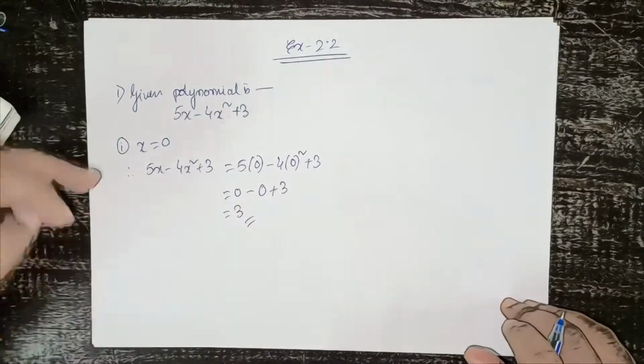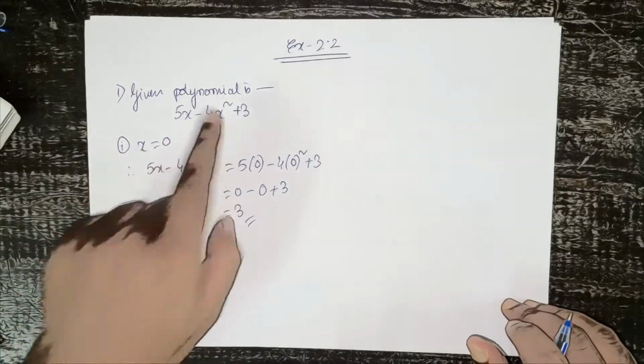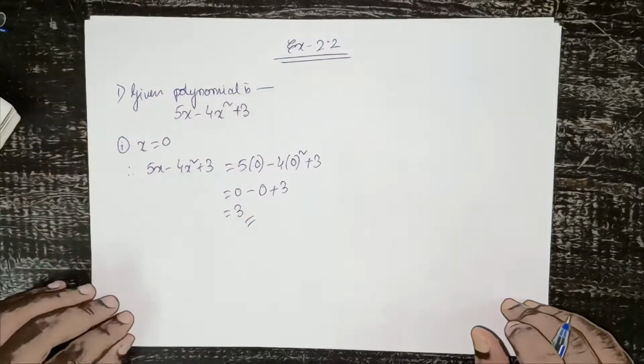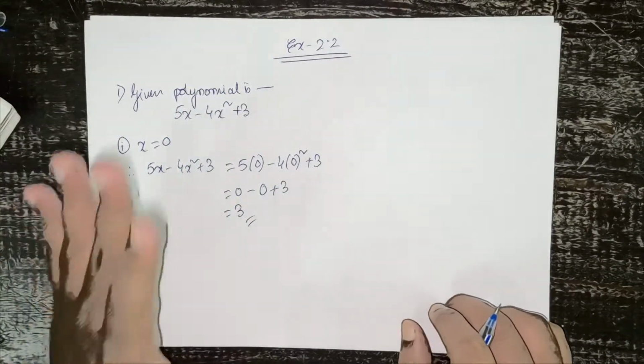So what you have to do, you have been given the value of x. Just put that value of x in place of the x of the polynomial, and the answer that you get is the answer. Very simple. This one is done. Number 2 and 3, Roman 2 and Roman 3, are your homework. Okay, you do it by yourself.